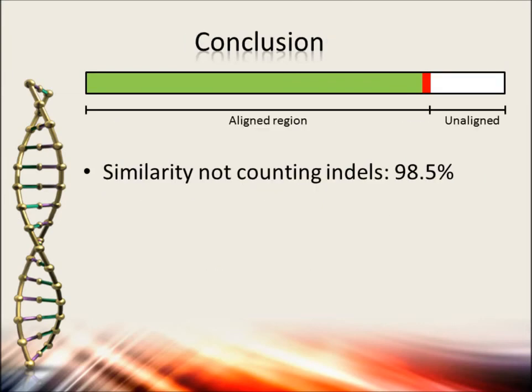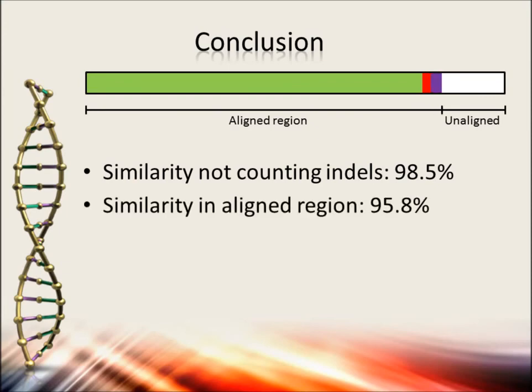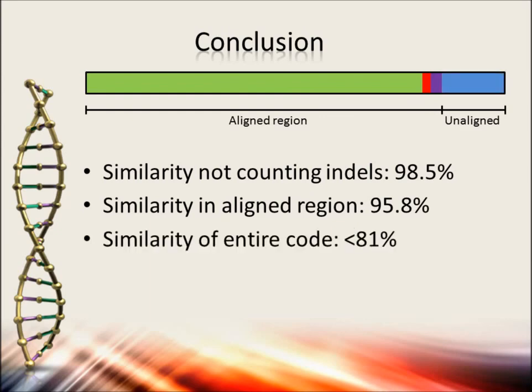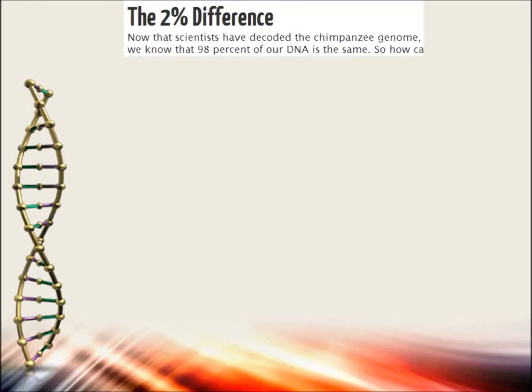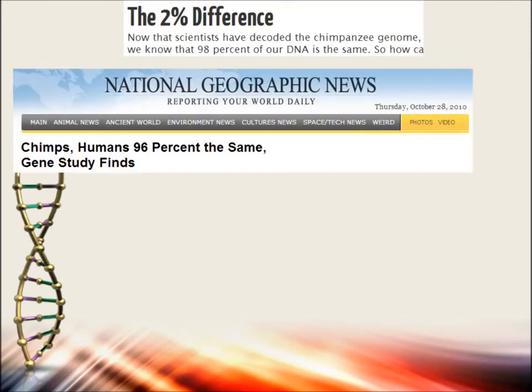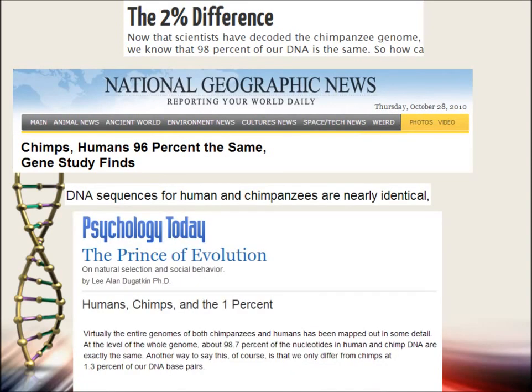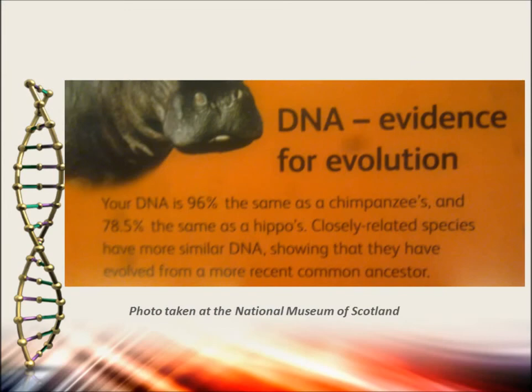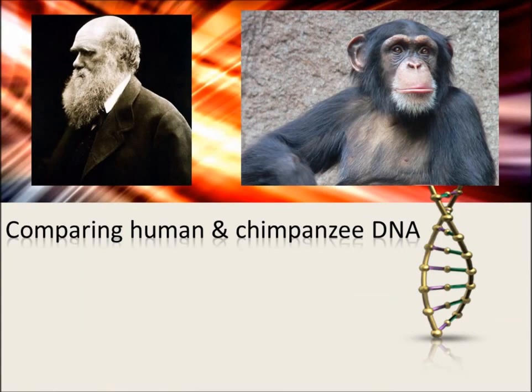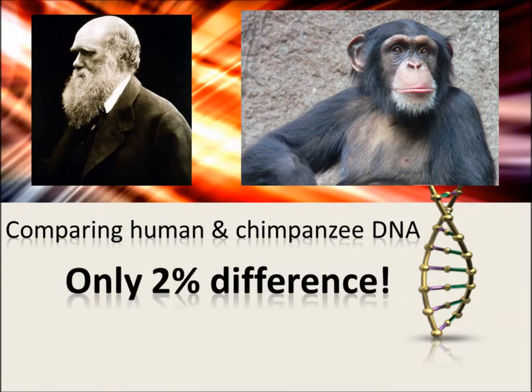Conclusion. Excluding indels, the similarity is about 98.5%. Excluding unalignable data, the similarity is about 95.8%. In reality, the similarity is less than 81%. So the next time you see claims that we have 99 or 96% DNA similarity, even told by very reliable sources like National Geographic or in your local museum, you know what it means. Comparing human and chimpanzee DNA, only 2% difference? That's how they know.